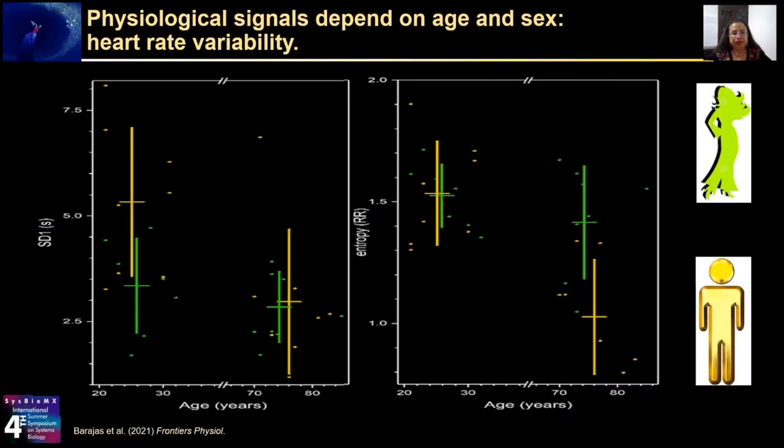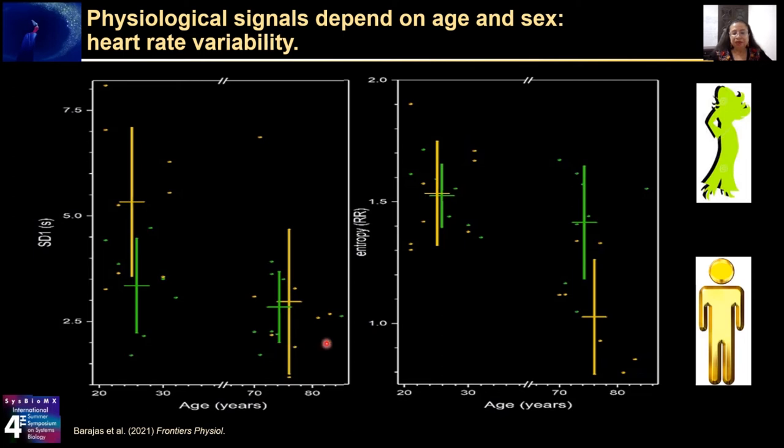It is important to notice that physiological signals depend on the age and sex of the subjects. For example, here we will analyze the heart rate variability of soldiers that are watching the Fantasia movie from Walt Disney, that is available on the Physionet database. Each yellow dot corresponds to data from the heart rate of a man, while each green dot corresponds to data from women. As we see, the standard deviation of the heart rate is larger for young men compared with women. So the woman's heart rate is more rigid than the one of men when they are young. But when we become old, there is no difference between women and men.